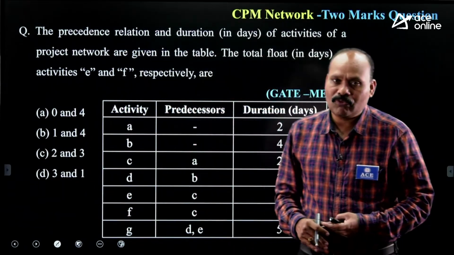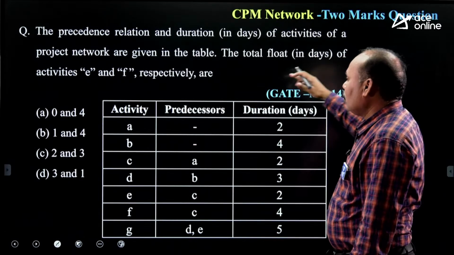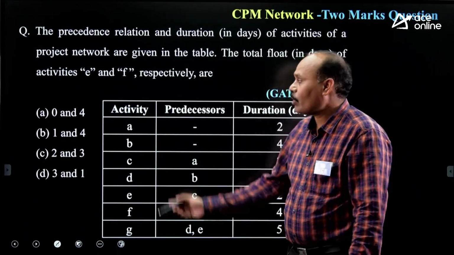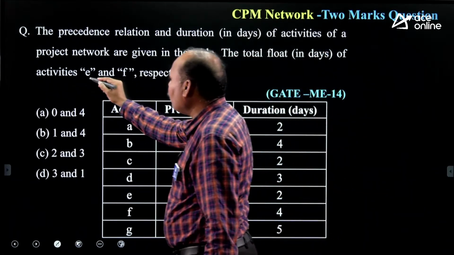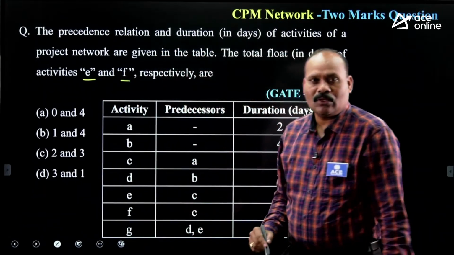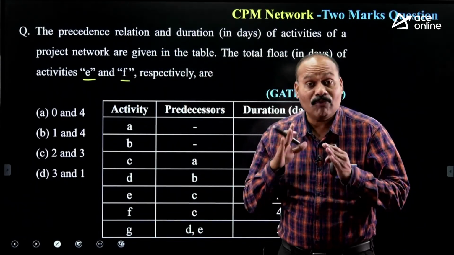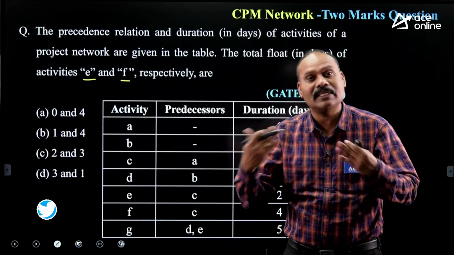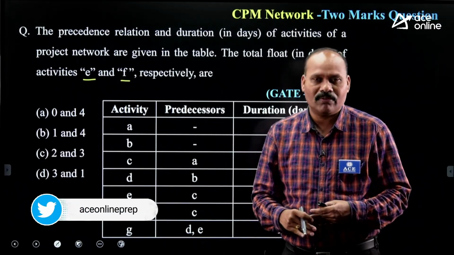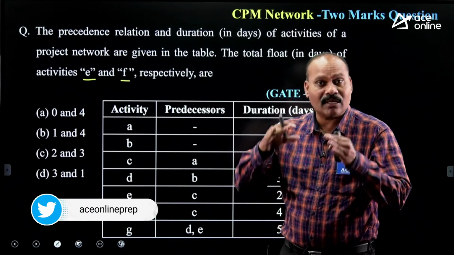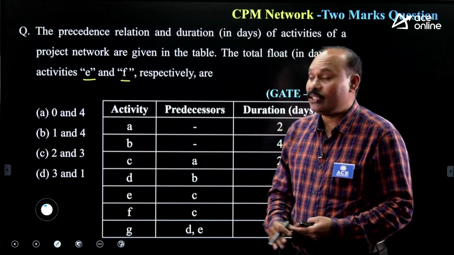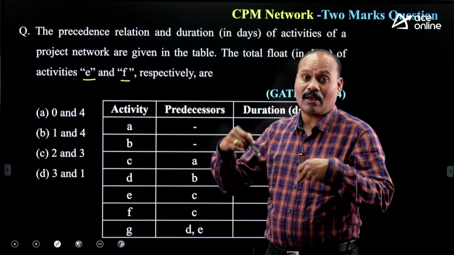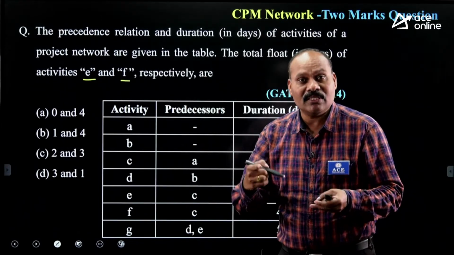Okay, now let us have one numerical. This question is from GATE 2014. There are 3, 4, 5, 6, 7 activities, and we are supposed to find out the total float for activity E and F. First, draw the AOA diagram. We should not draw AON. Of course, if you draw an AON diagram, you can estimate floats, but it is really tough. So better you draw the AOA diagram, get the critical path, and check whether E or F is on the critical path. Suppose E is on the critical path.